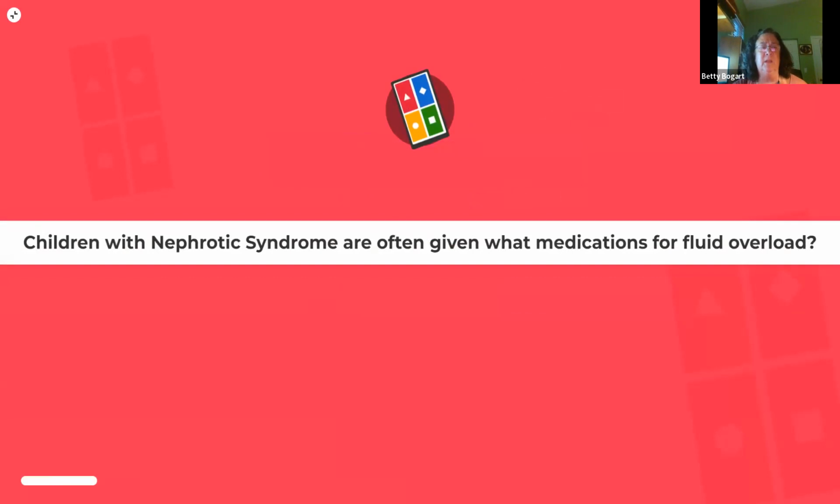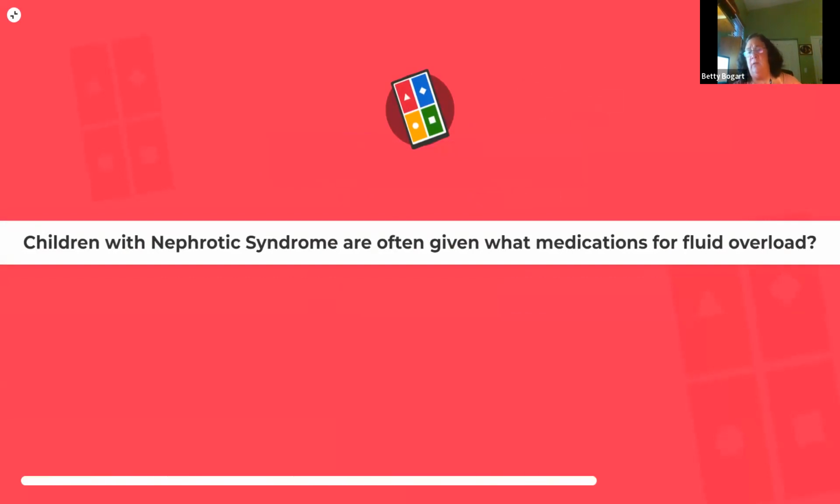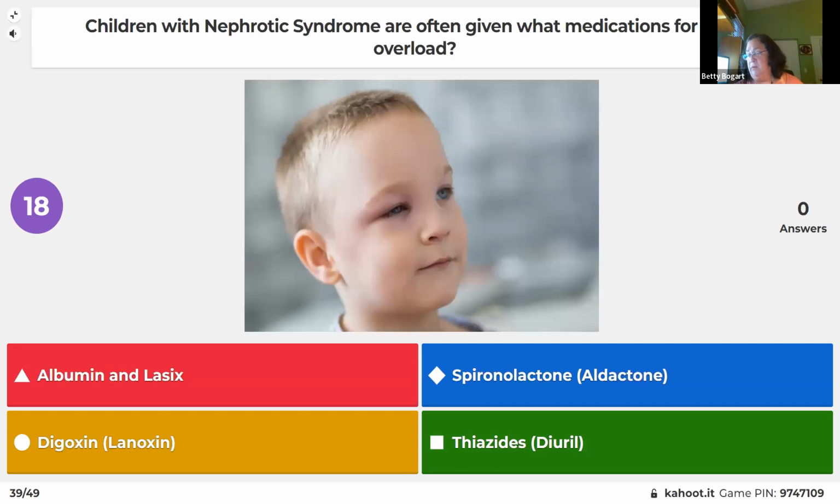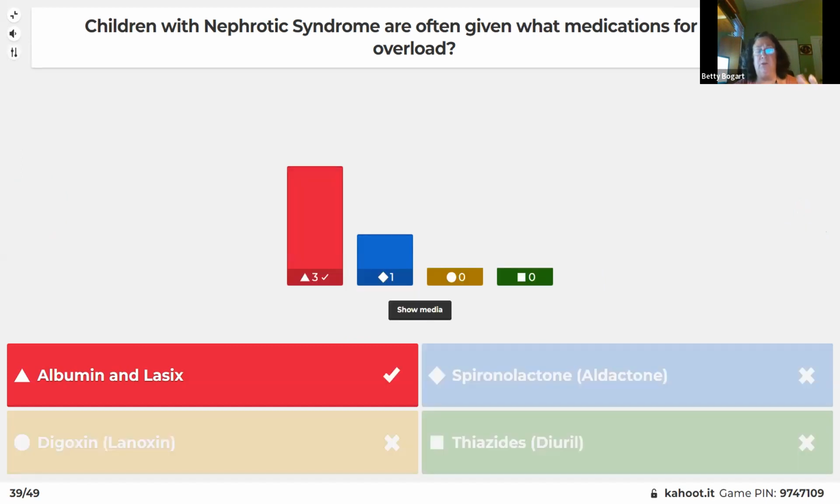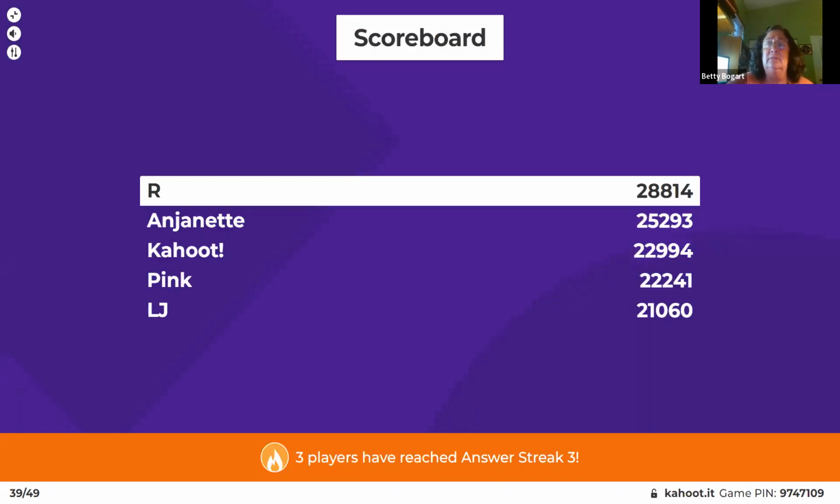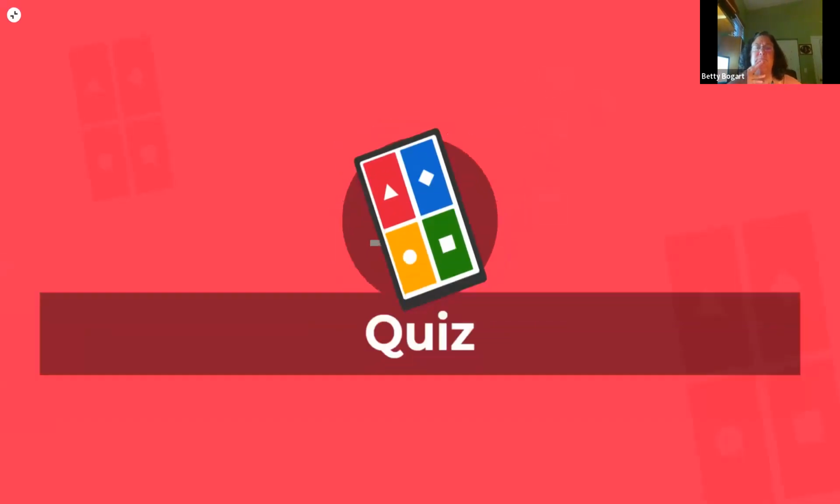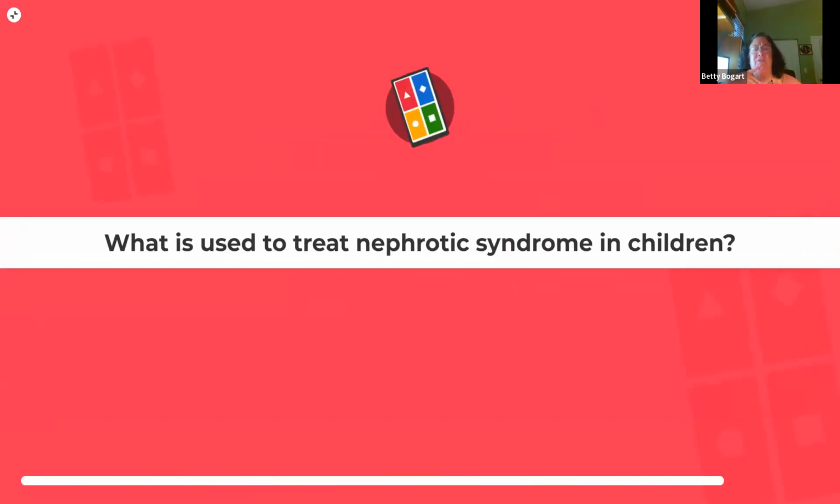Children with nephrotic syndrome are often given what medications for fluid overload? So you have a lot of extracellular swelling. How can we get rid of that fluid? We give protein, which is the albumin, put it intravascularly, and it pulls the fluid in. Then we give some Lasix, a diuretic, and we push it along, and then you urinate it out. It works actually really well. What is used to treat nephrotic syndrome in children?